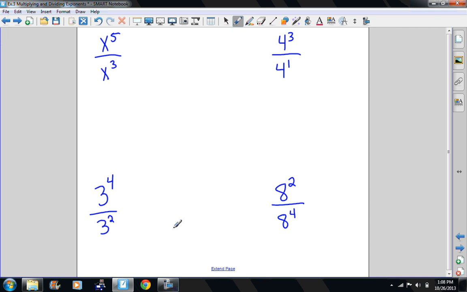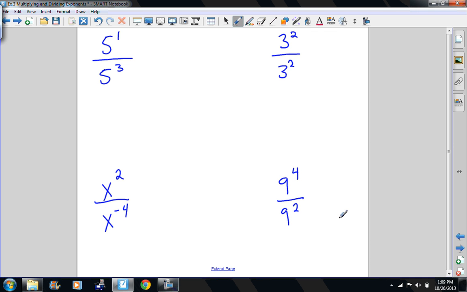For these, same idea as what we've been working on. X to the 5th over x to the 3rd becomes x squared. 4 to the 3rd over 4 to the 1st becomes 4 squared. 3 to the 4th over 3 to the 2nd is 3 squared. And 8 to the second over 8 to the fourth becomes 8 to the negative 2, which is 1 over 8 squared.